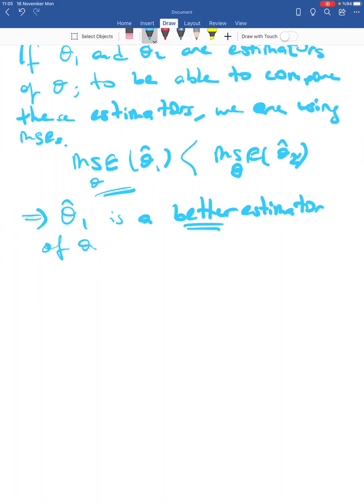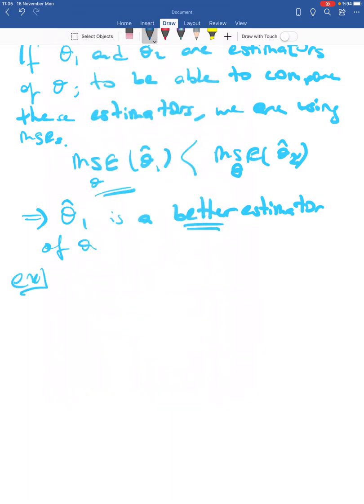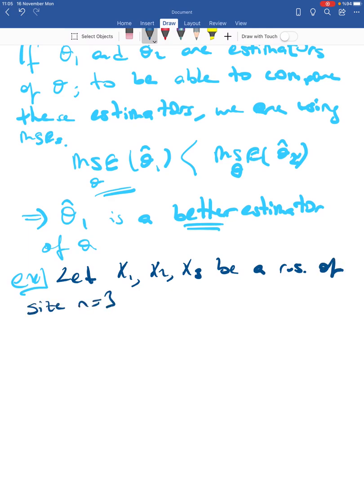So let's consider a simple example. Let's say we have just 3 random variables, a random sample of size n equals 3. Actually, let me stop now and then I will continue in the next video.